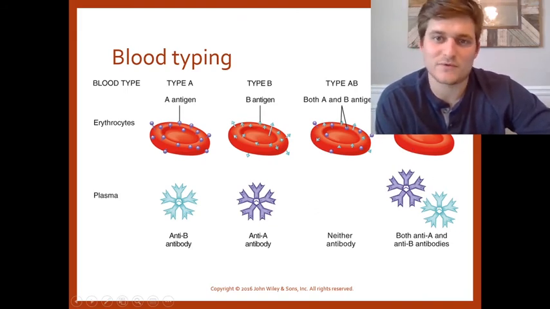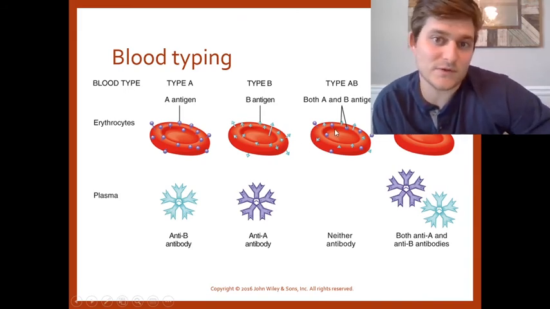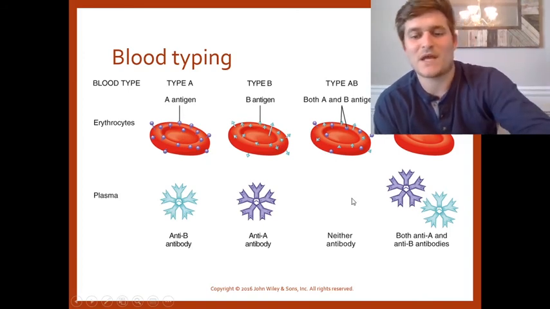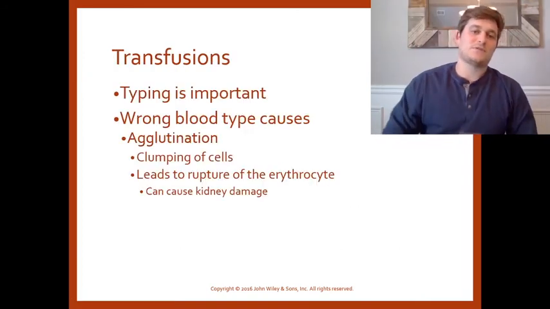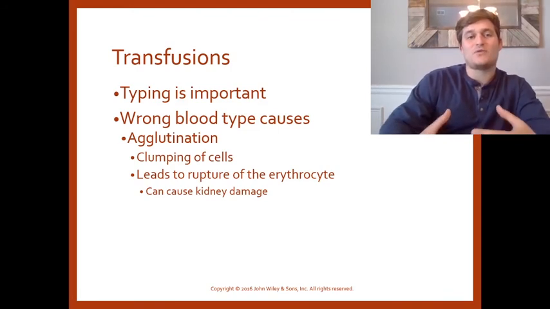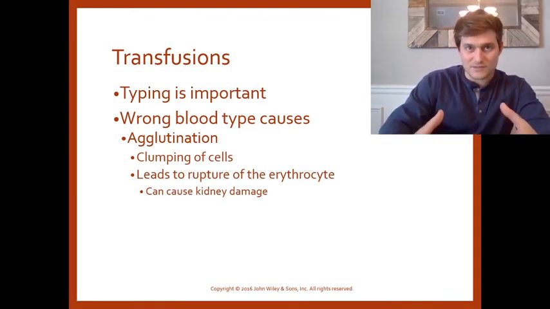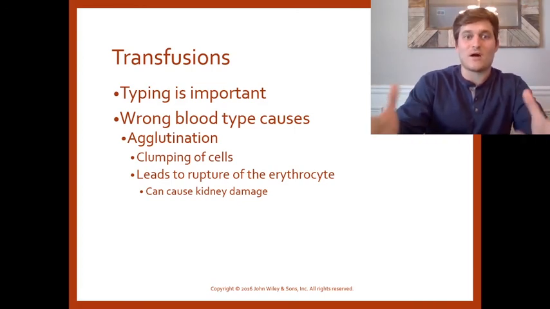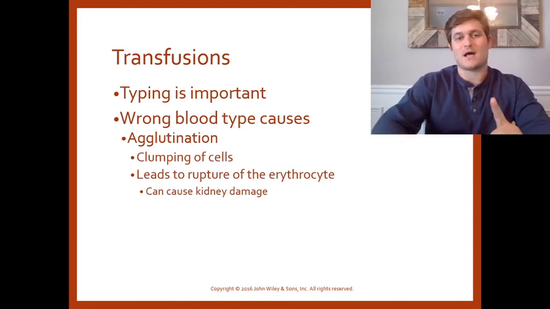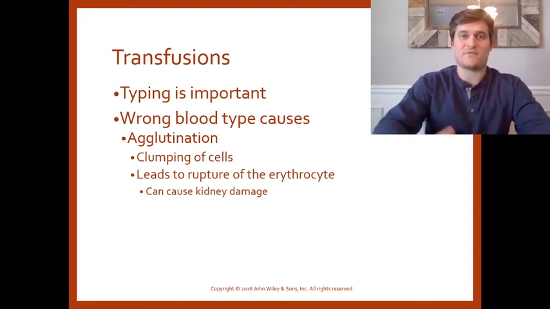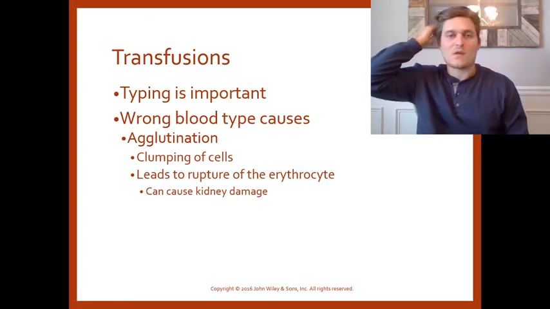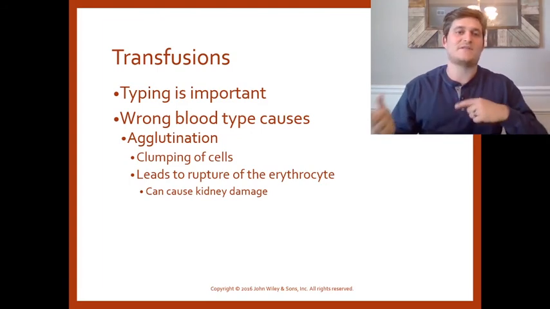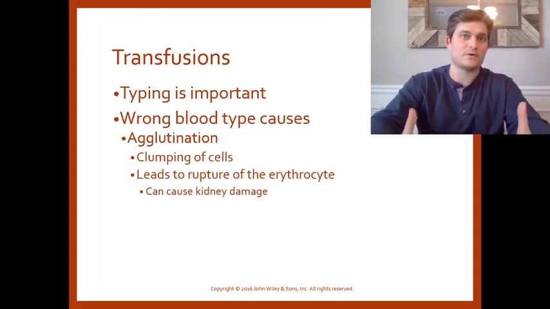So type O is the universal donor, and type AB blood is the universal acceptor, because no matter what blood type it gets, it doesn't have the antibodies that are going to lead to agglutination. That is when you get a clumping of cells in our bloodstream, which is going to lead to the rupture of these red blood cells, which can cause damage to the kidneys and ultimately be fatal. And so that's why, when it comes to blood transfusion and things like kidney replacements, you have to match blood types between people in order to prevent this.